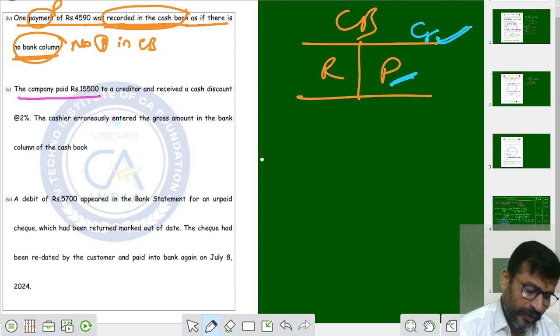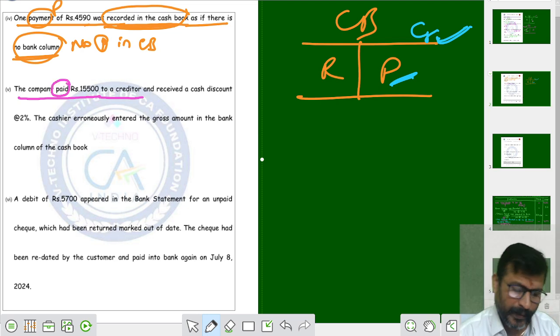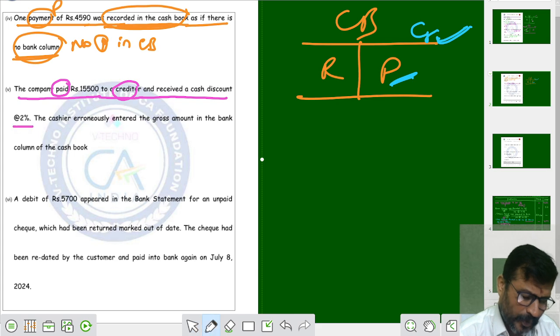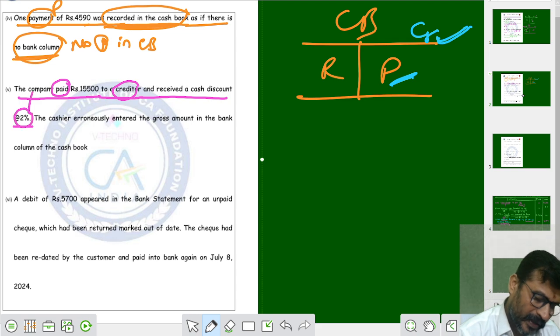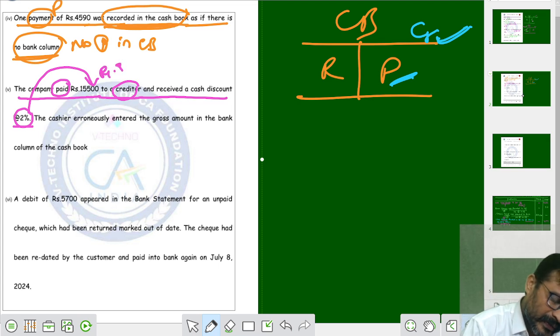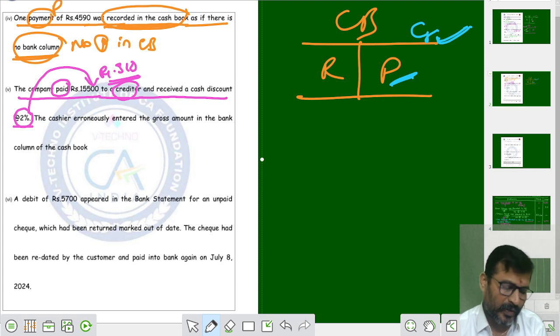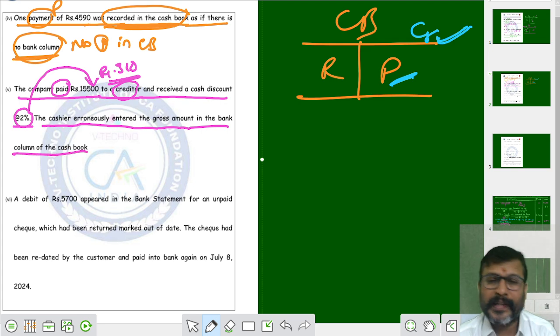Company paid 15,500 to a creditor. Company paid, this is a payment to a creditor. Fine. And received a cash discount of 2%. What is 2% of 15,500? The cash discount comes to rupees 310. The cashier erroneously entered the gross amount in the bank column of the cash book. Cashier recorded what? The gross amount.